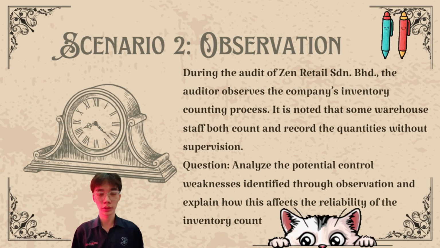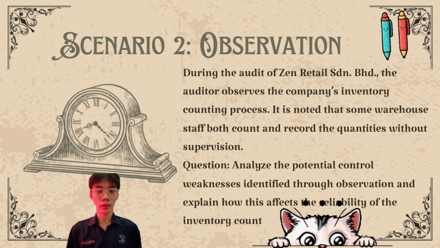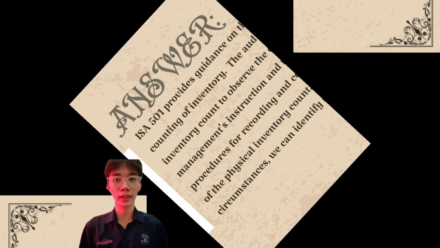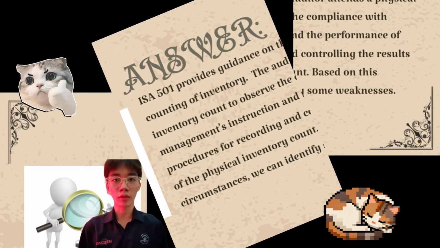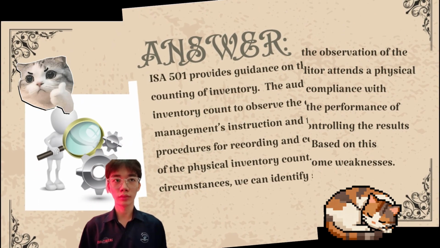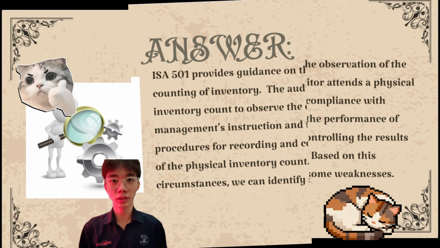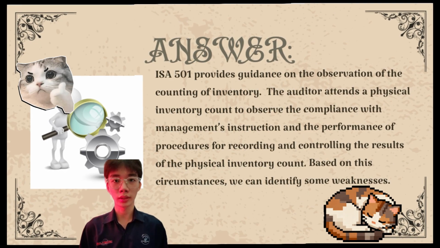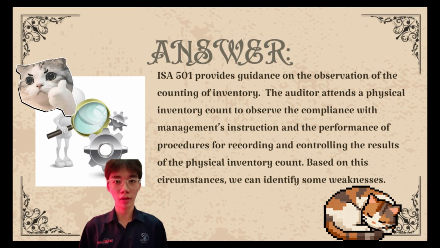Scenario 2. Observation. During the audit of a Sdn Bhd, the auditor observed the company's inventory counting process. It was noted that some warehouse staff both count and record the quantities without supervision. The answer for this question is ISA 501 provides guidance on the observation of the counting of the inventory. The auditor attends a physical inventory count to observe compliance with management instructions and the performance of recording and controlling the results of the physical inventory count.